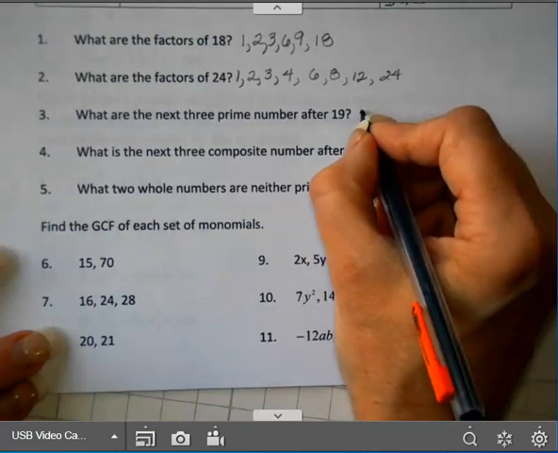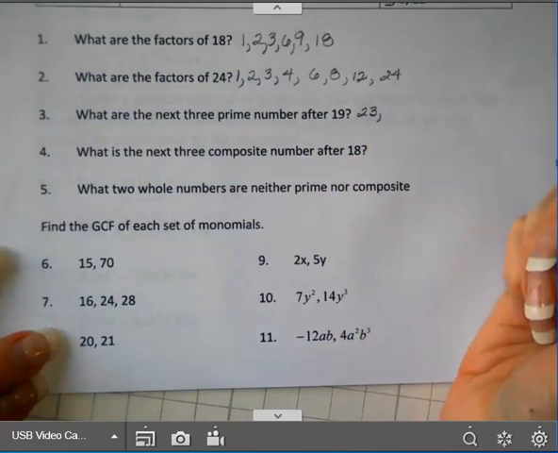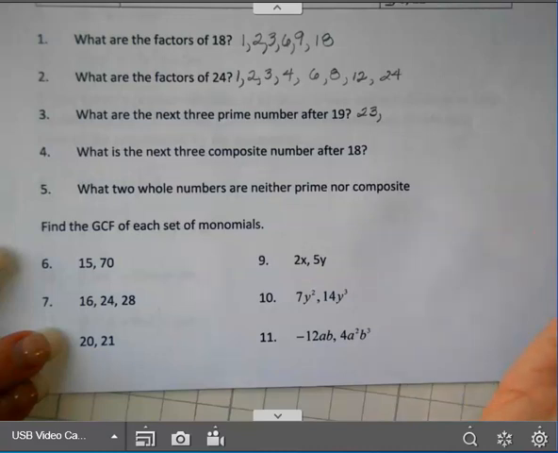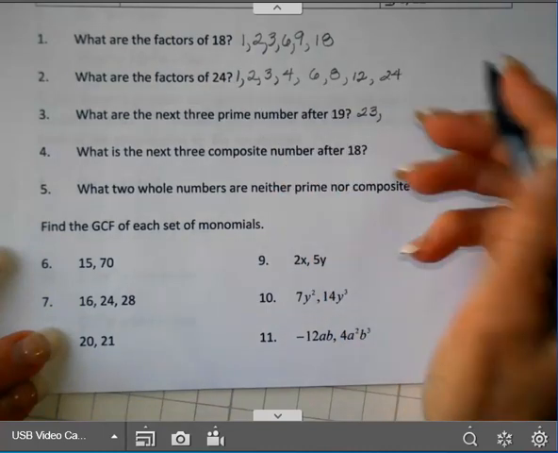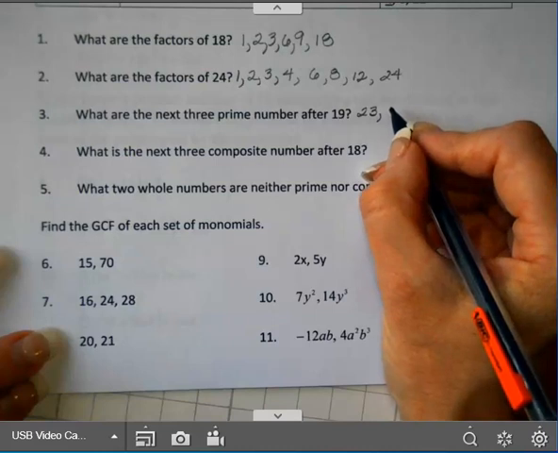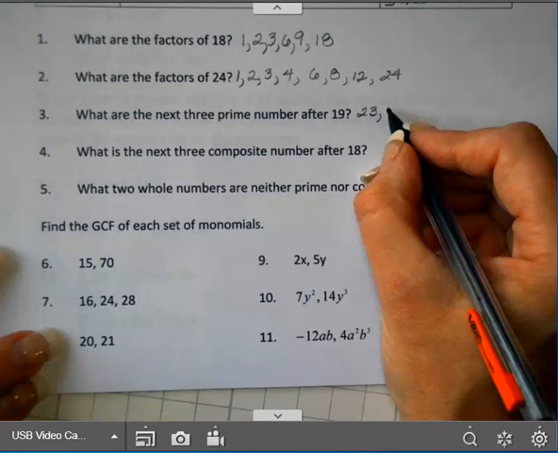23, the only numbers that go into 23 are 1 and 23, so that's prime. 24 has 1 and 24, but it also has 2, 12, and several others. If you look above, we just did it for 24. 25 has 1 and 25, but it also has 5, so it is not prime. 26 has 1 and 26, but it also has 2 and 13, so that's not going to work.